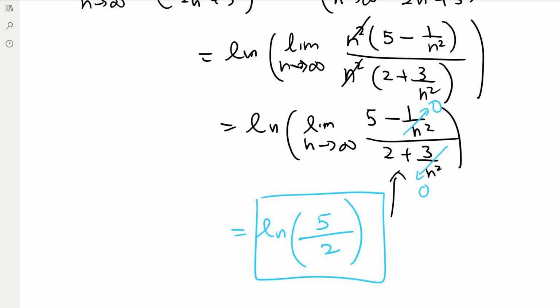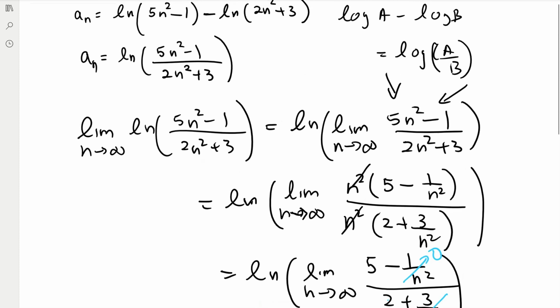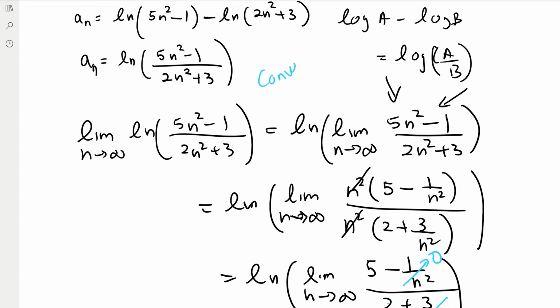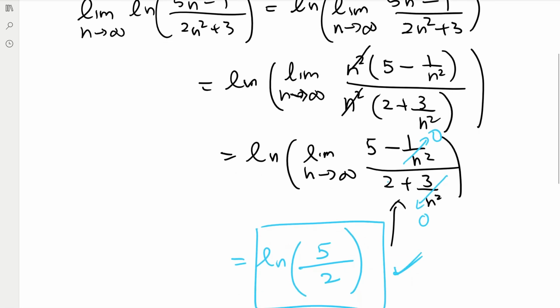It would have been nice if we could get the numerical answer, but I'm not going to use my calculator. I can leave my answer like this. This is a finite number, by the way. Hence, again, this is a convergent sequence because the limit is finite.